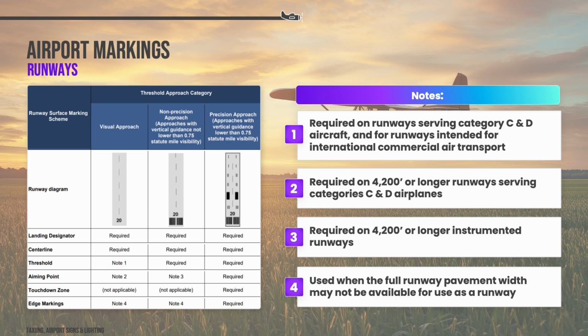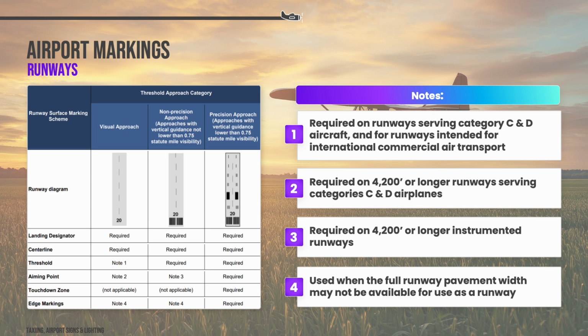So first note, required on runways serving Category C and D aircraft, for runways intended for international and commercial air transport. Okay. And these notes correspond to the graphic as well. Note number 2 is required on 4,200 feet or longer runways serving Category C and D airplanes. And then note 3 down there says it's required on 4,200-foot or longer instrument runways.